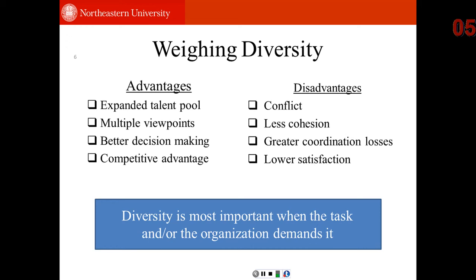So I would suggest many of you, as you are leading teams, whether that's in academia, on a sports team, in your family, or in the workplace, that you begin to think about not just defining diversity, not just discussing why it's important, but how do you weigh diversity, meaning advantages and disadvantages.